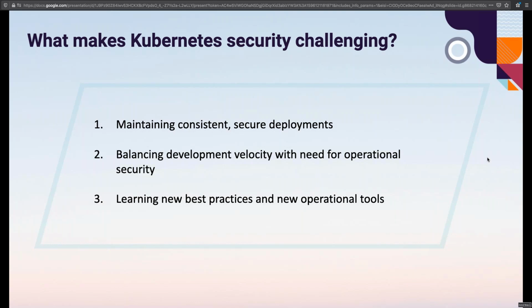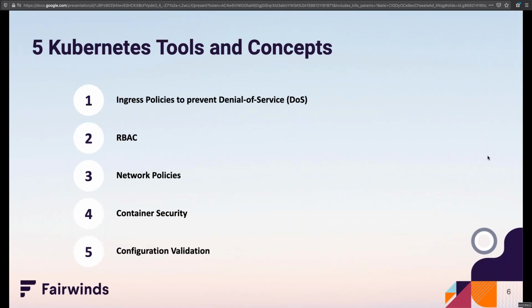And the third area is going to be learning new best practices and new tools that you can use and deploy today so that you can stay up to date on some of the security best practices. So let's go take a look at the 5 different areas that we'll be covering. The first area is going to be around ingress policies. And really, we're going to show you some technical examples on how to prevent and mitigate denial of service attacks with those policies. The second is going to be role-based access controls, or RBAC.